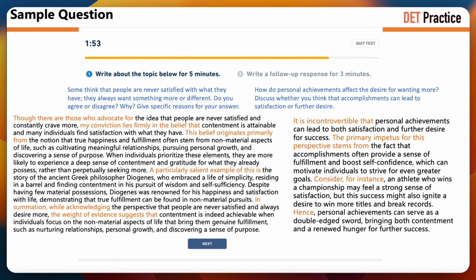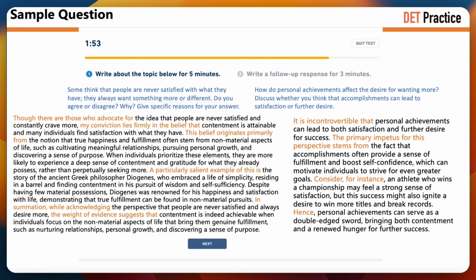A compelling example is provided, prefaced by "consider, for instance, an athlete who wins a championship," demonstrating how achievements can lead to both satisfaction and renewed ambition. The response concludes firmly with, "Hence, personal achievements can serve as a double-edged sword," restating the main point.